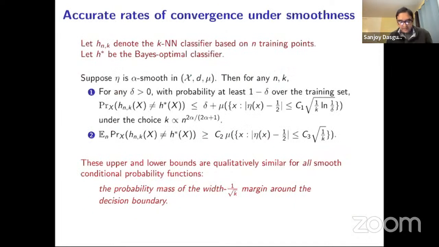But then what's the benefit of introducing this other smoothness notion? It turns out that if your eta function satisfies the smoothness condition, then you can give rates of convergence that actually have a matching lower bound. You can show that the best possible error rate is simply the probability mass of points whose bias is a half plus or minus 1 over square root k. And that for an appropriate setting of k, that's also the error rate obtained by k nearest neighbor.